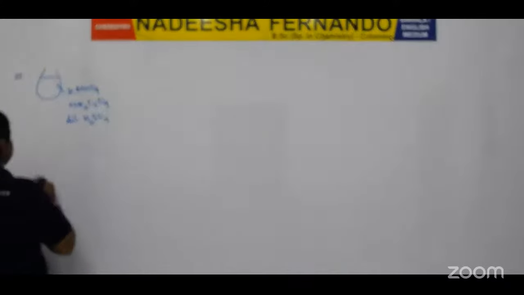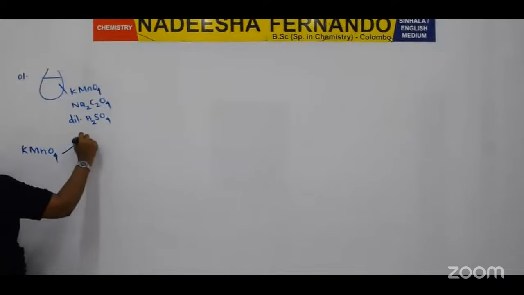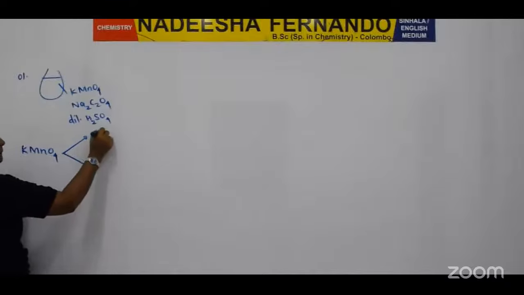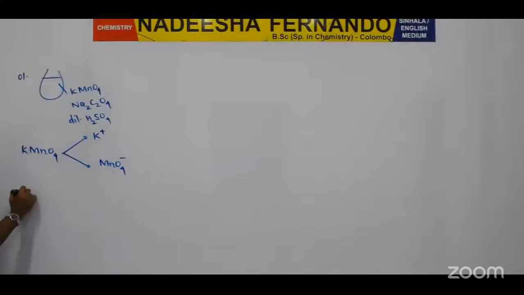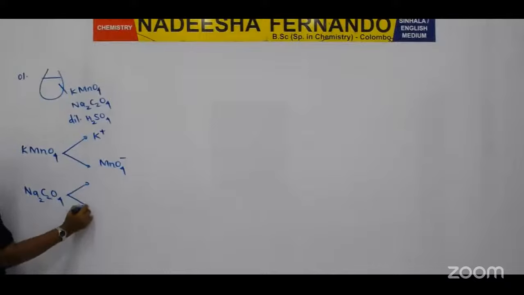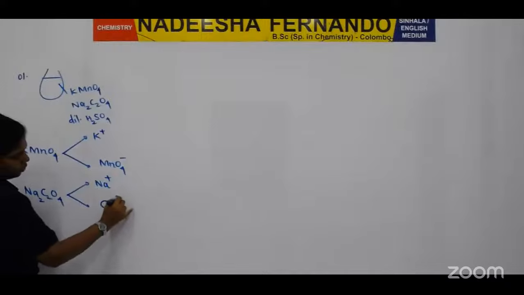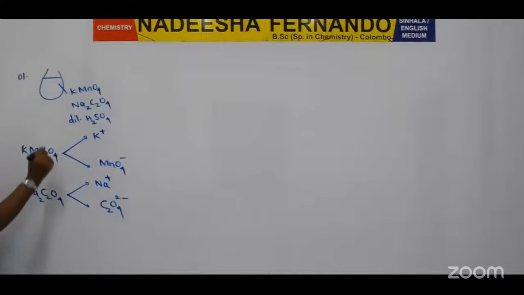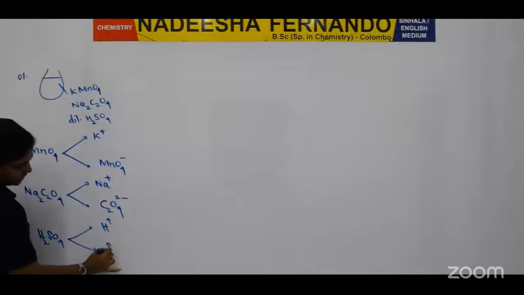Look at the board. KMnO4 separates to K plus and MnO4 minus. Na2C2O4 separates to Na plus and C2O4 2 minus. H2SO4 separates to its cations and anions, H plus and SO4 2 minus.